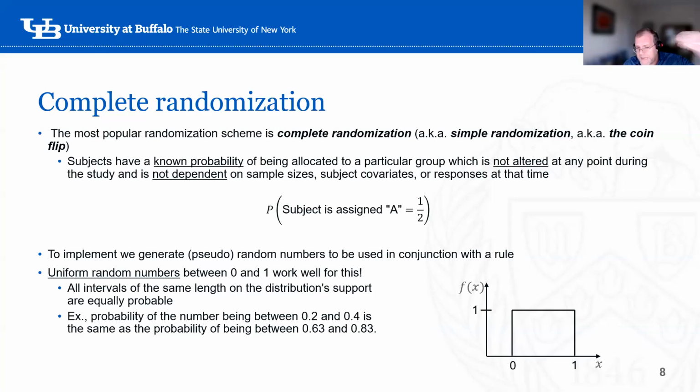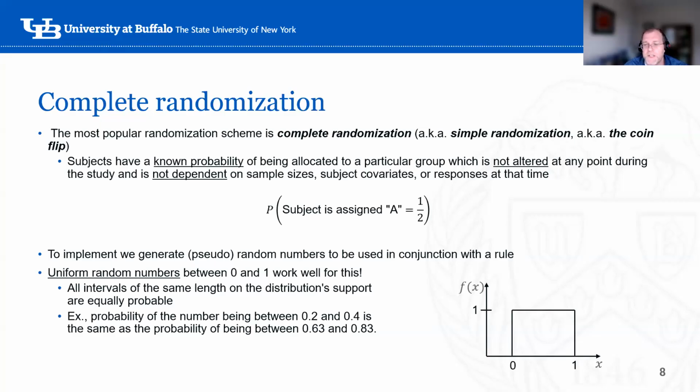But usually they're based on some kind of algorithm that might be based on the time of your computer or something like that. Specifically, I'm going to use uniform random numbers. And these work out nicely for generating randomization lists.